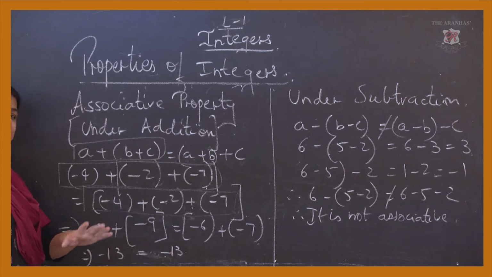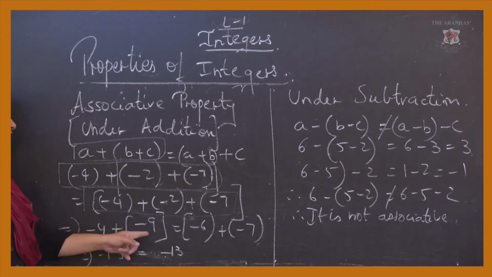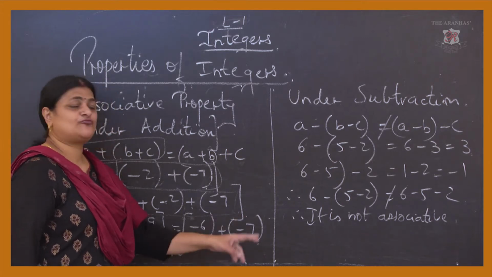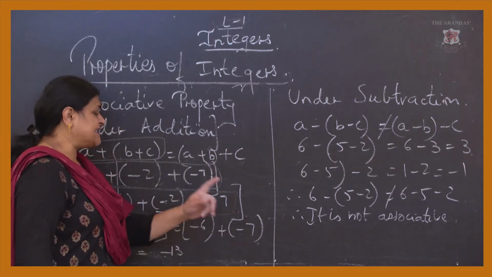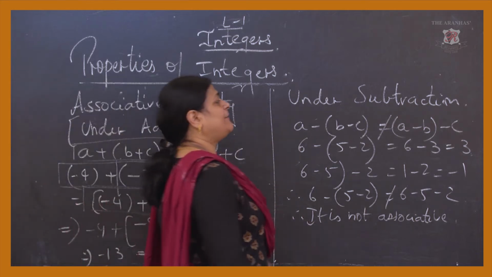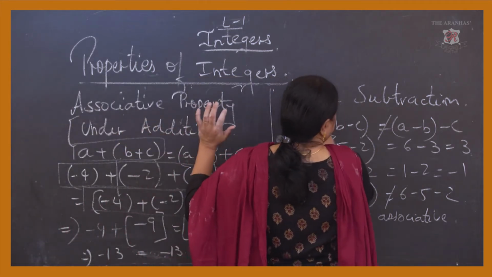How? Plus into minus, minus 9. So minus 4 minus 9 will give you minus 13. Here plus 6 plus into minus, minus 7. So minus 6 minus 7 will give you minus 13. Next will be, this was under your addition.